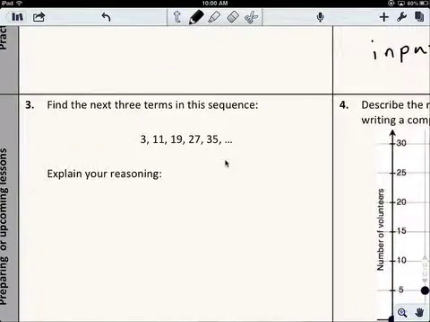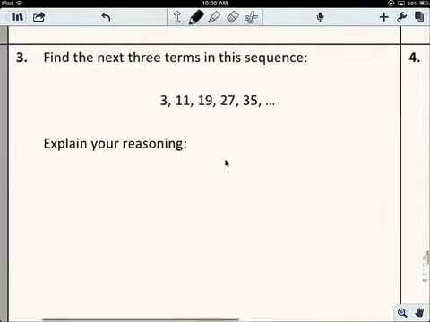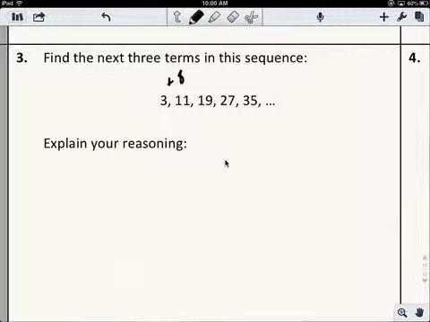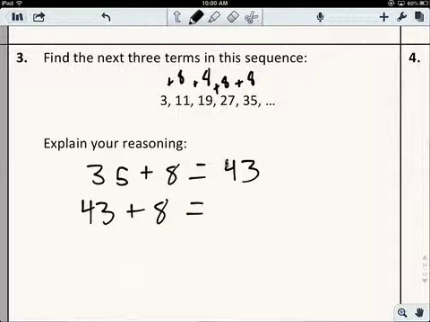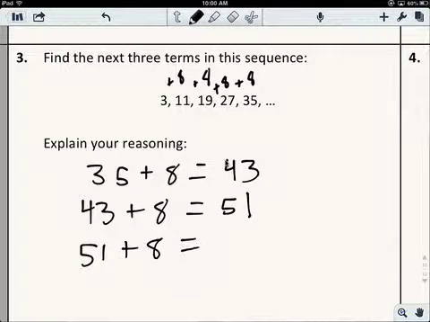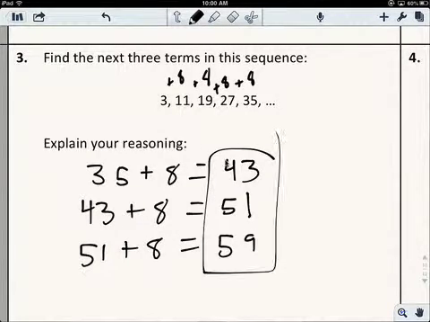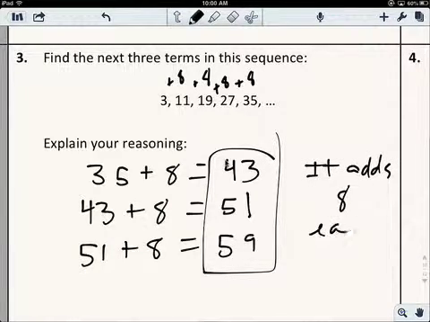Find the next 3 terms in this sequence. So we need to figure out what the sequence is doing first. So I see 3 plus 8 gives me 11. I'm just guessing here. 11 plus 8 gives me 19. 19 plus 8 gives me 27. 27 plus 8 is 35. So I need to do 35 plus 8, and that is 43. So 43 plus 8 gives me 51. And then 51 plus 8 gives me 59. So there they are. There's my next 3 terms because it adds 8 each time.